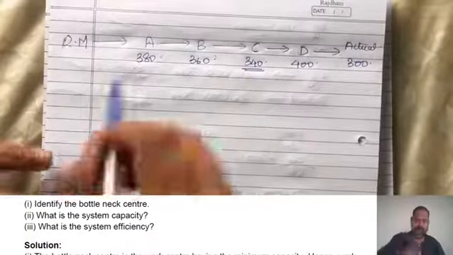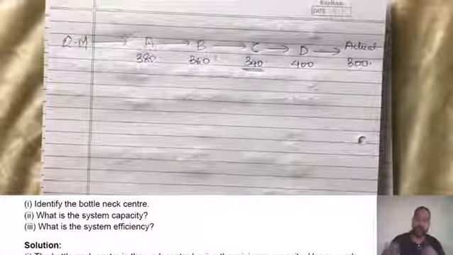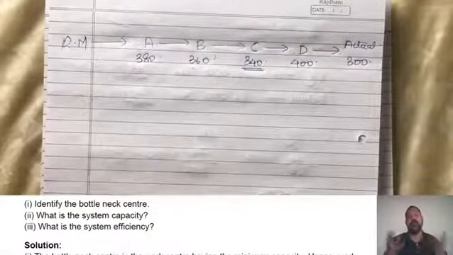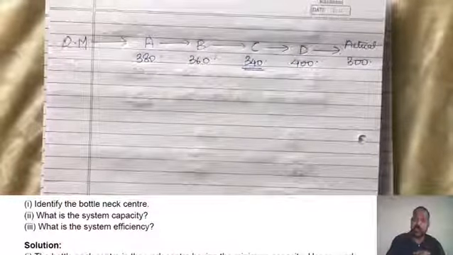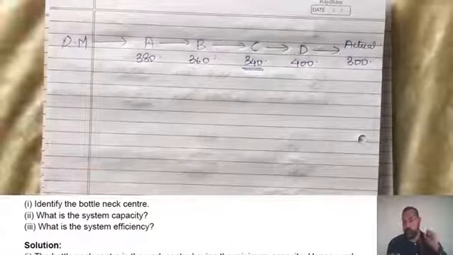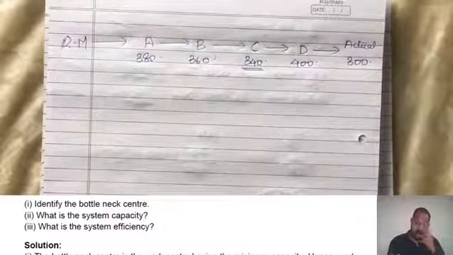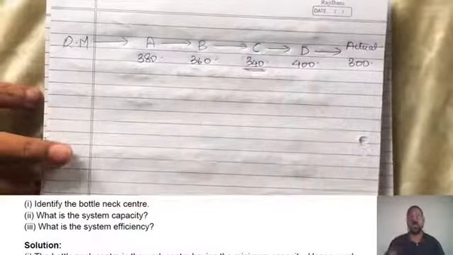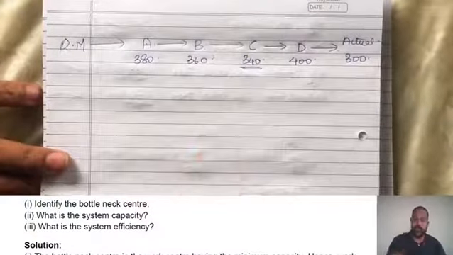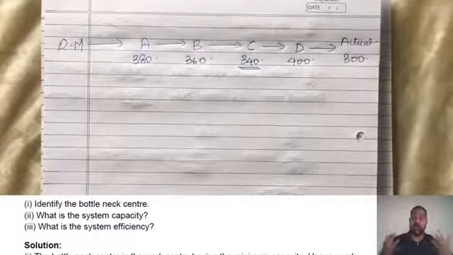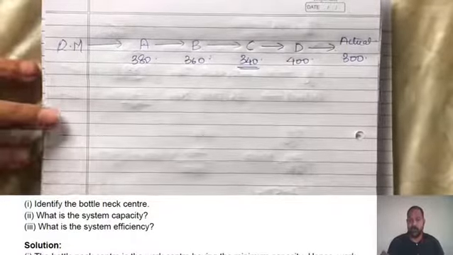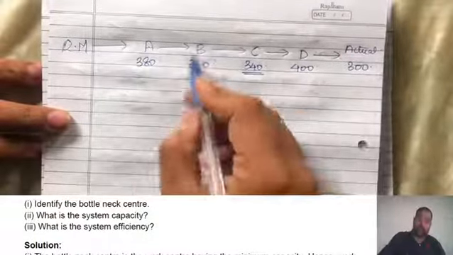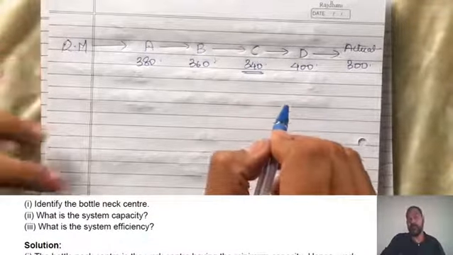Or in other words, A can process 380 units. But those 380 units have to be processed through B, no? B can also only process 360. So B won't be able to process all 380. B will only process 360. What about C? C can't process all the 360. C will only process 340. What about D? D can process all 340 because D can process 400. So the output will not be 400 or 380 or 360. The output will be 340.